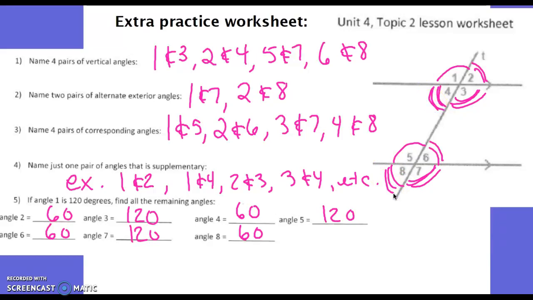Pair of supplementary angles. There are so many different options for supplementary. I just listed a few. Remember that any 2 angles that come together and make a straight line are going to be supplementary. So I listed the possibilities for the top 4 angles, but the same types of relationships exist for the bottom 4 angles also. And finally, problem number 5. Please check all of your angle measurements to see if you got them all right. Notice they're all either 120 or 60.